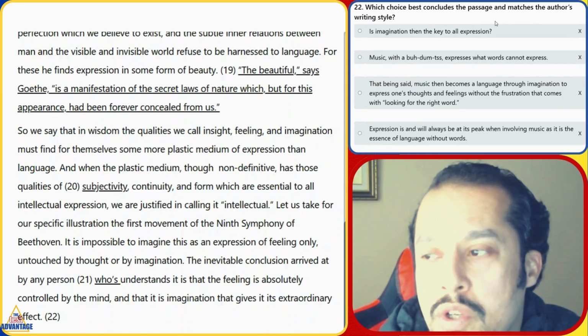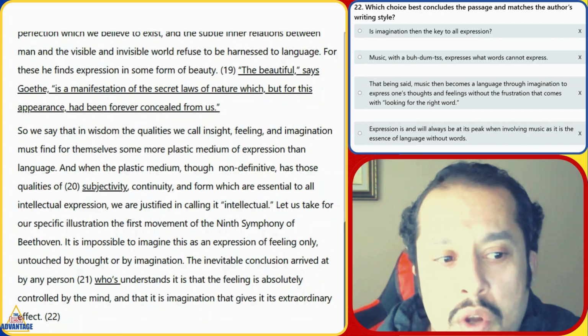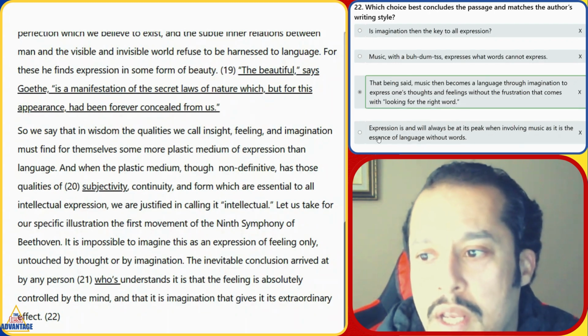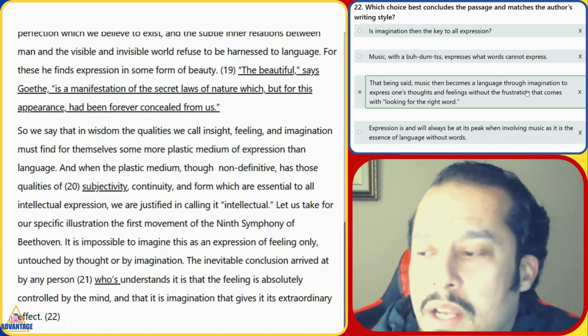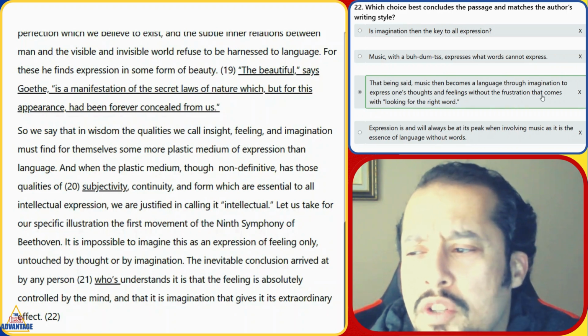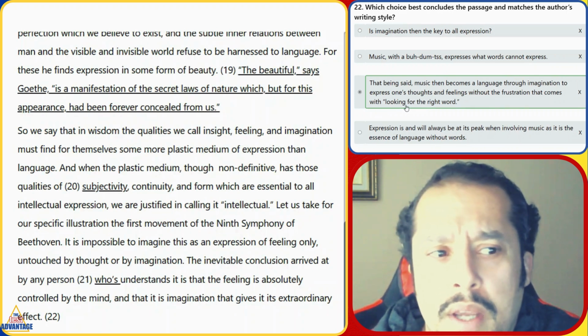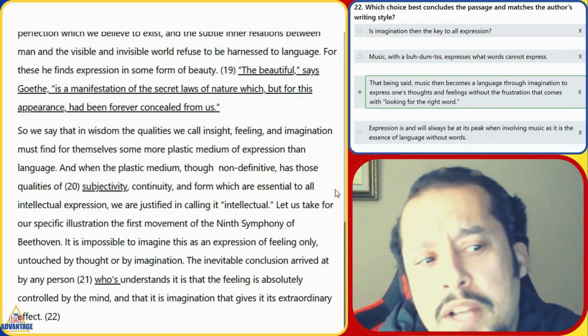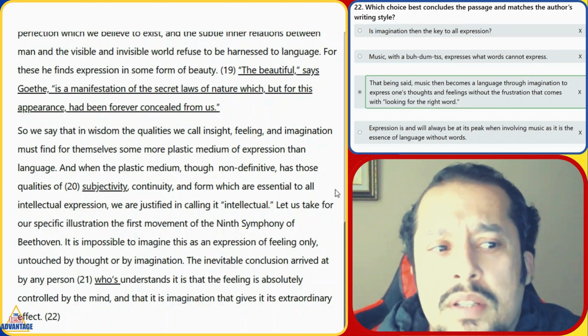And finally, 22, which includes the passage and matches the author's writing style. If I can remember correctly as well, we'll go here with answer C. That being said, music that becomes a language through imagination to express one's thoughts and feelings without the frustration that comes with looking for the right word. It summarizes the main idea that music through imagination can express thoughts and feelings.